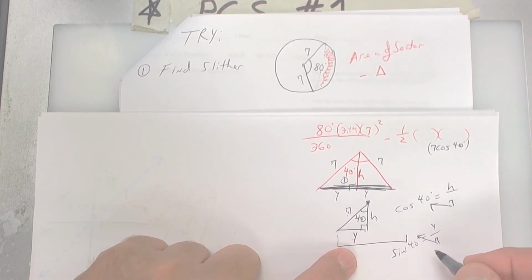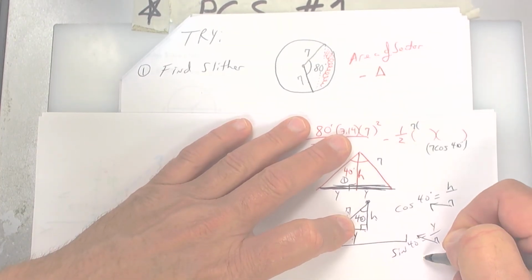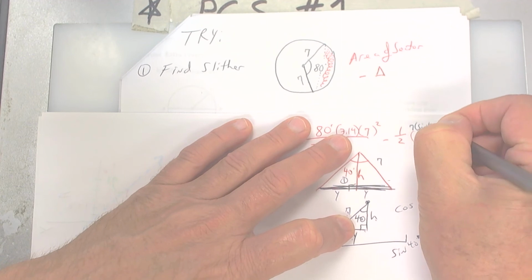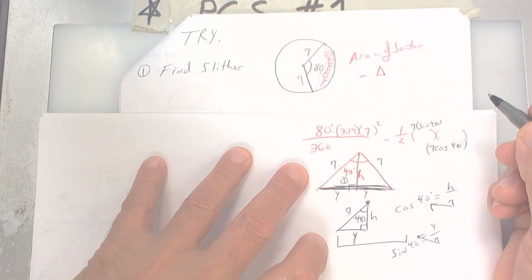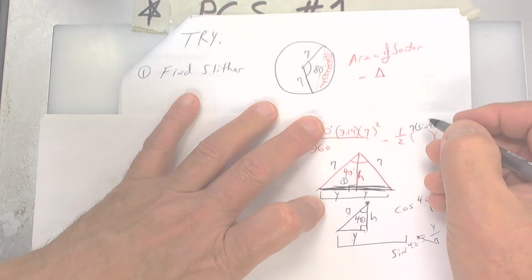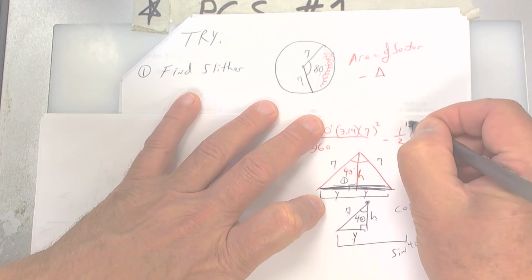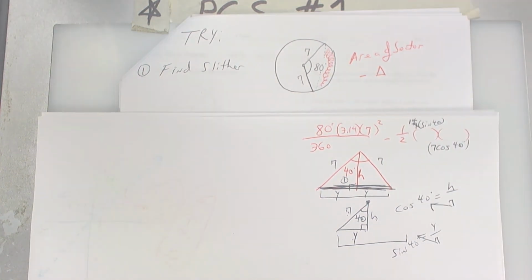So it's going to be 7 times the sine of 40. And you want to multiply that by 2 to get the whole base. So times 2 would give you 14. So put that as 2 times 7 is 14. So that's the whole formula right there.